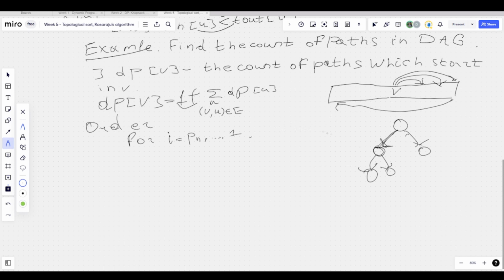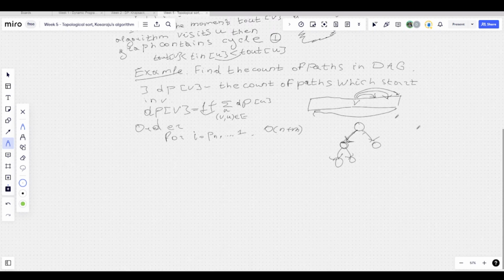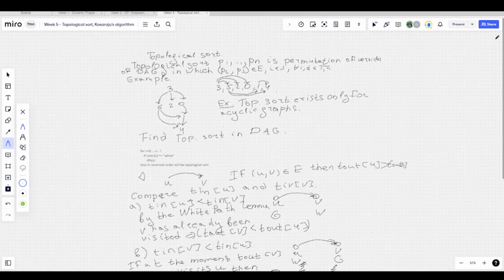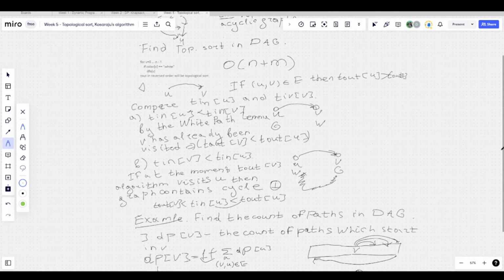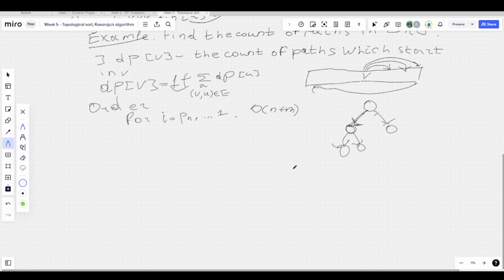And complexity will be O(n plus m), because by the way, in topological sort we have O(n plus m), because we use just a DFS. In DFS we have O(n plus m) as complexity, and in this task we have 2.